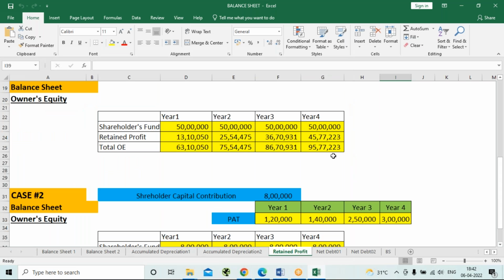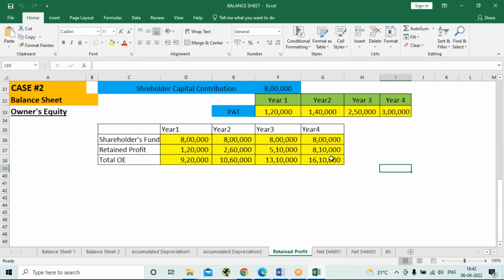How do you calculate the accumulated depreciation values and the retained profit? So if I want to continue, I think yesterday I had done till here. So now we are supposed to do the net debt value calculation. So let me do this.